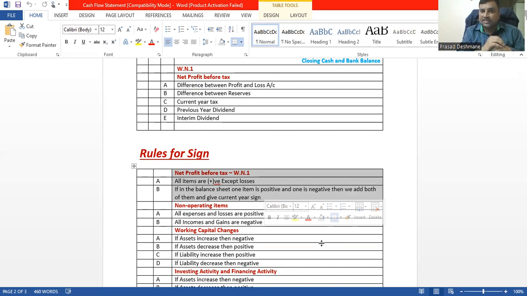All items are positive except losses. In the balance sheet, one more important point: if one item is positive and one is negative, then we add both of them and we give the current year sign. This is basic maths.